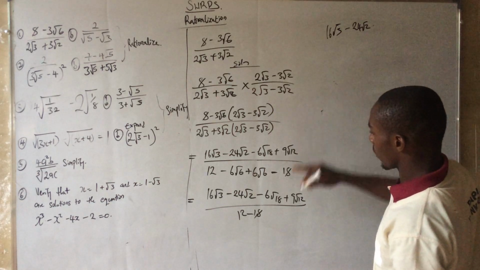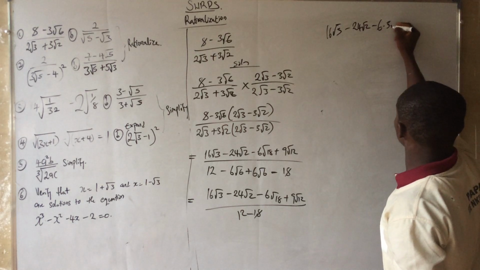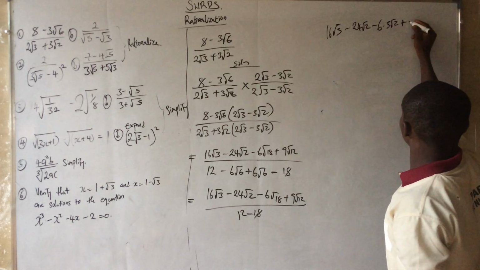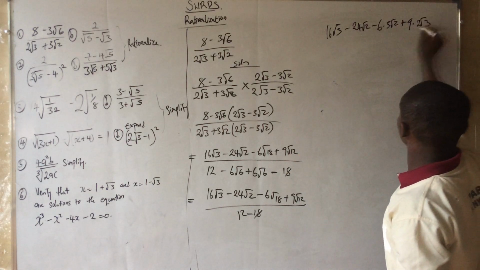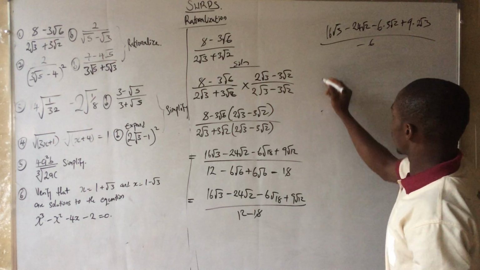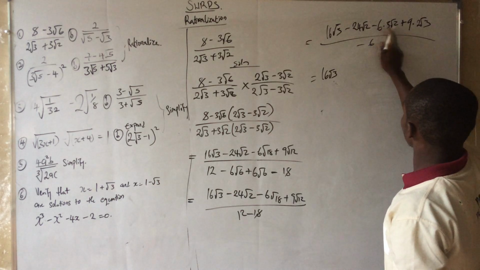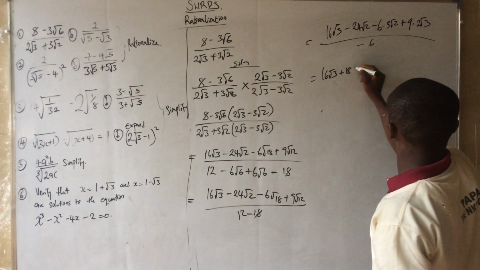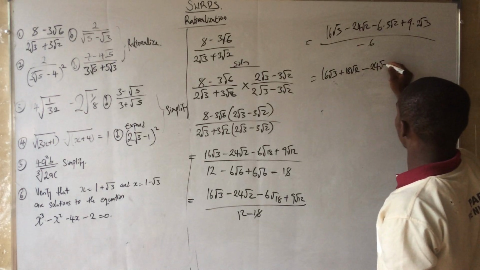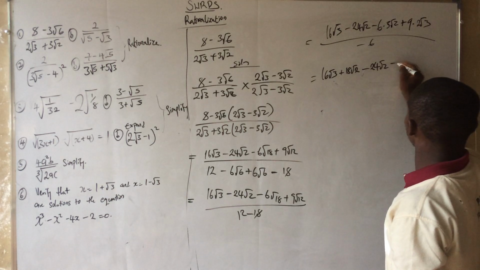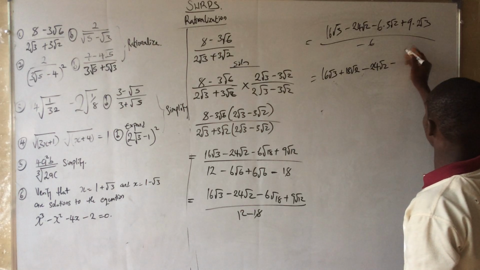So now this is minus 6 multiplied by 3 root 2 plus 9 multiplied by 2 root 3, all over negative 6. So the next thing I will do here now is 16 root 3, and this is 18, plus 18 root 2. Now this is negative 24 root 2, and negative 18 root 2 again.